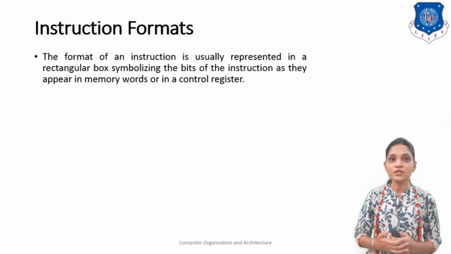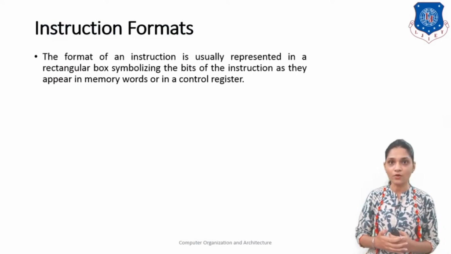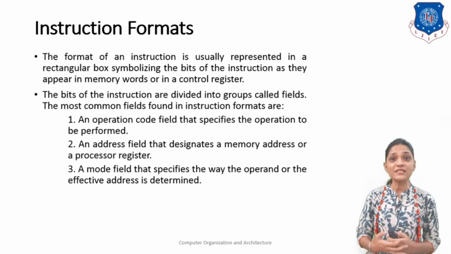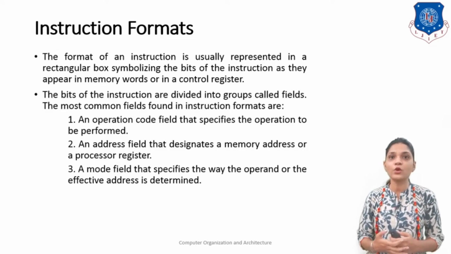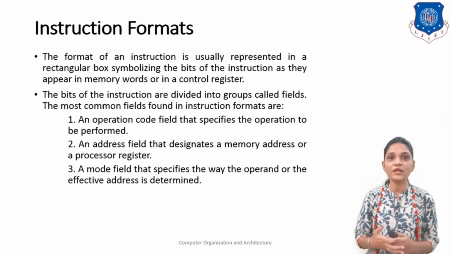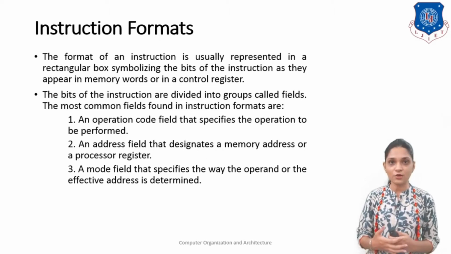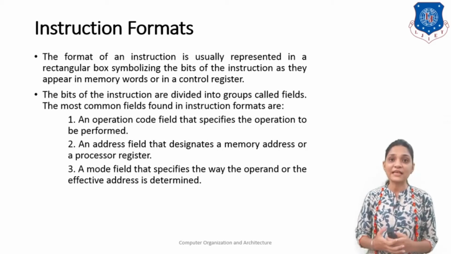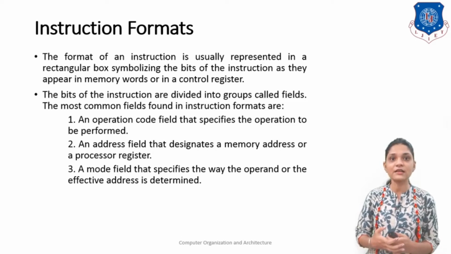The format of instruction is usually represented in a rectangular box symbolizing the bits of the instruction as they appear in the memory word or in a control register. The bits of the instruction are divided into groups called fields. The most common fields found in instruction format are: first, the operation code field that specifies the operation to be performed. Second, the address field that designates a memory address or a processor register address. Third, a mode field that specifies the way the operands or the effective address is determined.